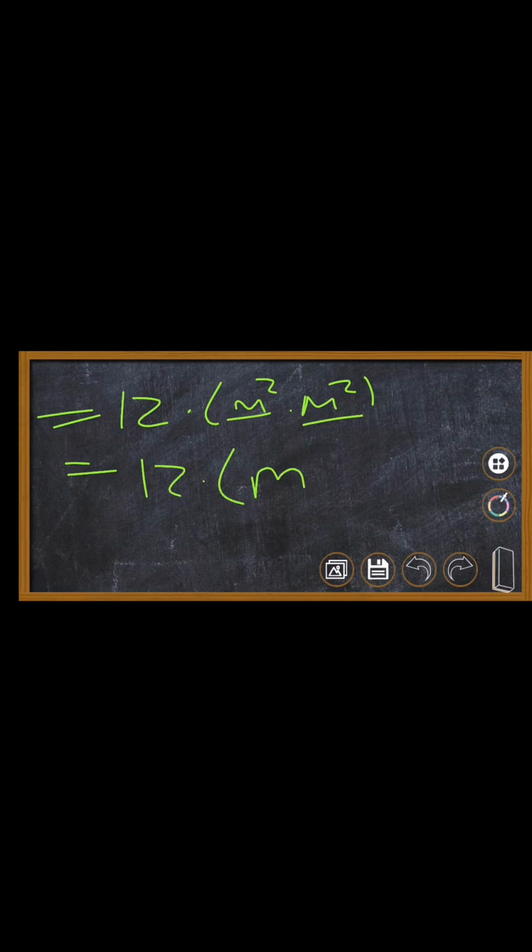So it's going to be m to the power of 2 plus 2. So let's just write that neatly, 2 plus 2. And we get that our answer is 12 times m to the power of 4. So that's our answer in this case. Let's have a look at the next question.